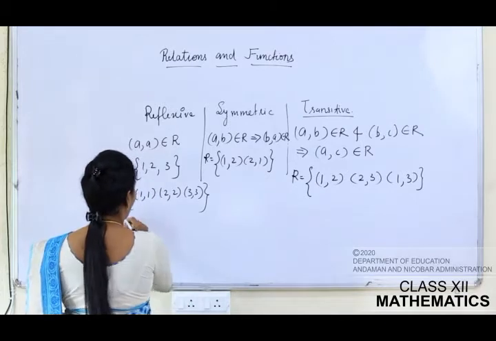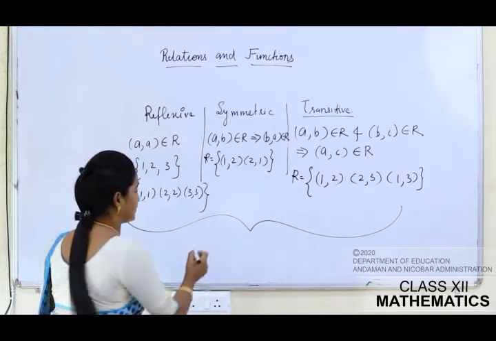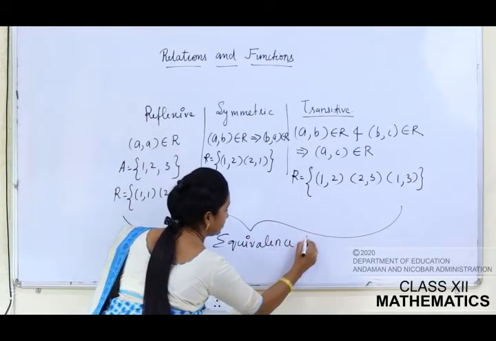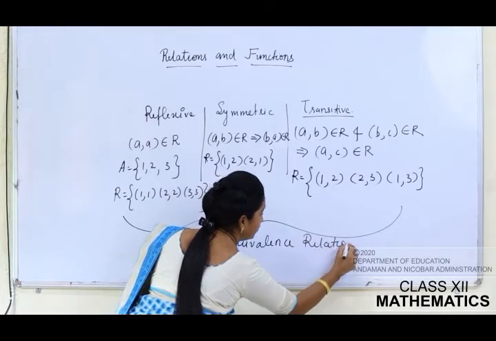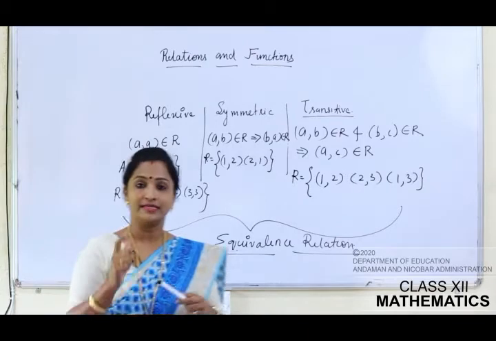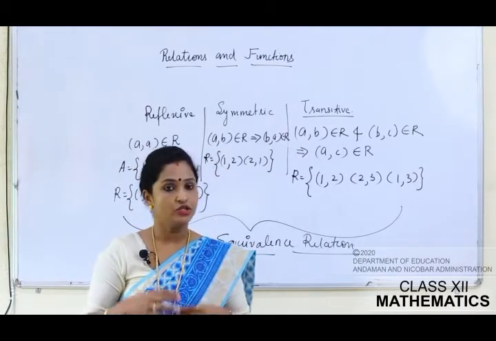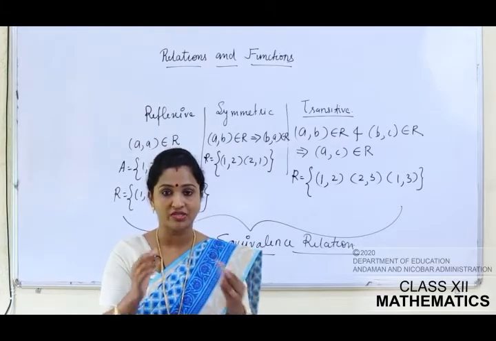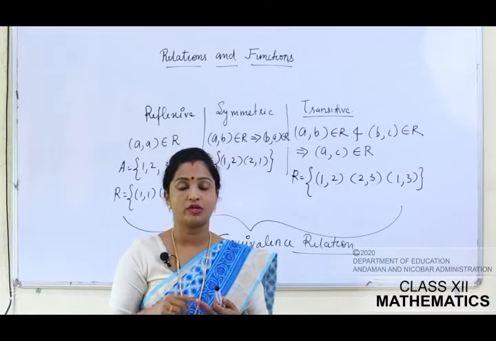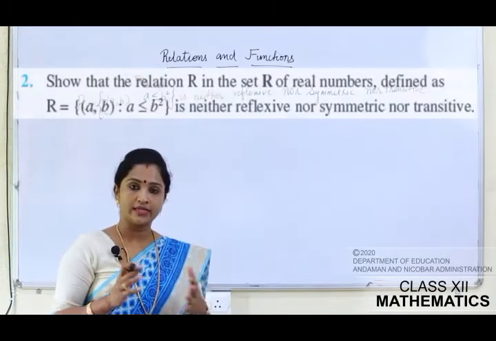And when all three are satisfied by a particular relation, then you can say that it is an equivalence relation. That day I have already explained. A relation which is reflexive, symmetric and transitive is known as an equivalence relation. Clear? Now let's start the question क्योंकि ये चीज आपको समझना जरूरी है. If you don't know the meaning of reflexive, symmetric and transitive, you will not be able to do the questions. Okay children? Now look at the second question.